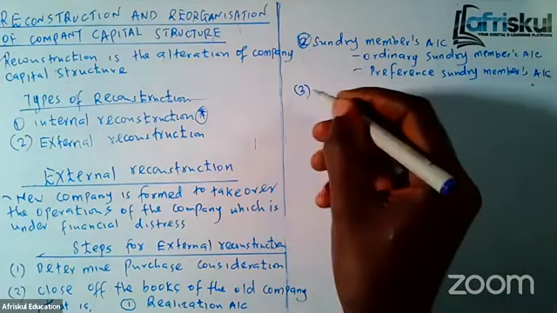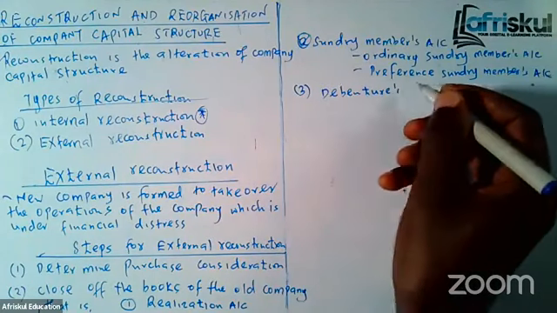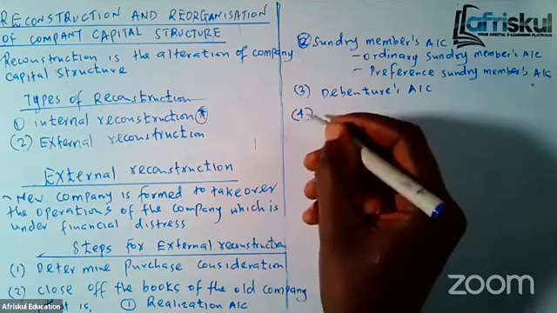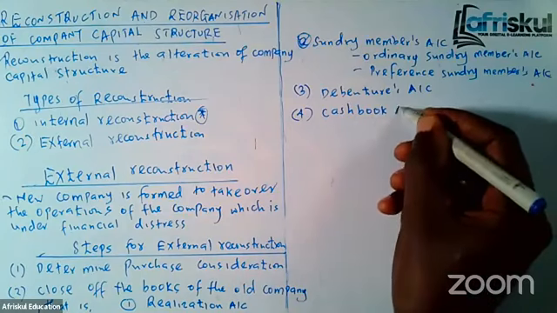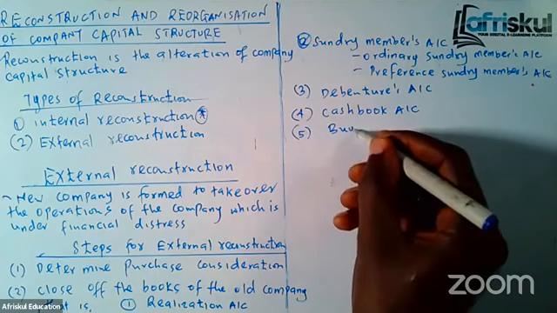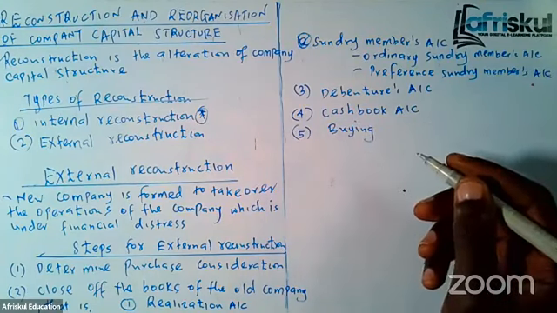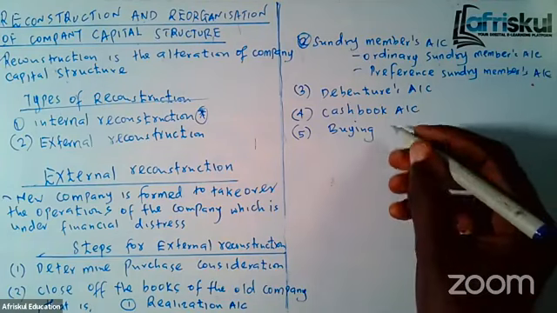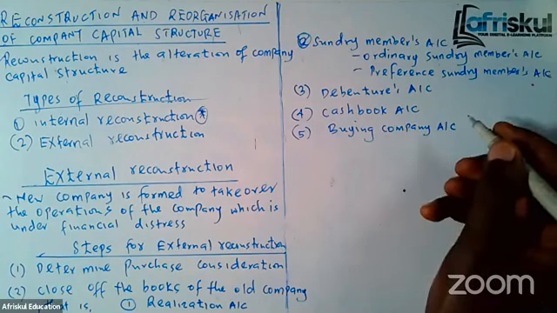Then number three, we have to close off the debentures account. Then number four, we need to check the cash book account. Then again, you need to prepare the buying company account, because this one will show how the amount was settled, how the buying company settled the selling company.